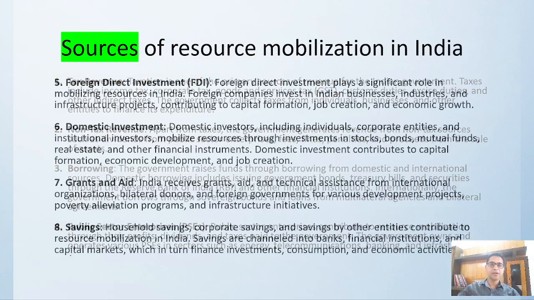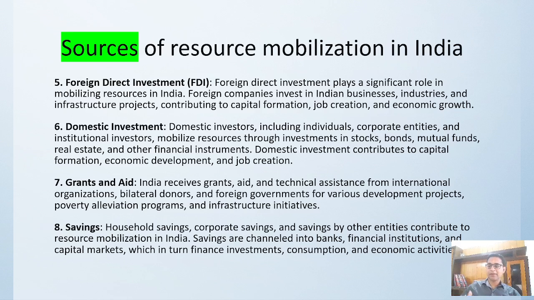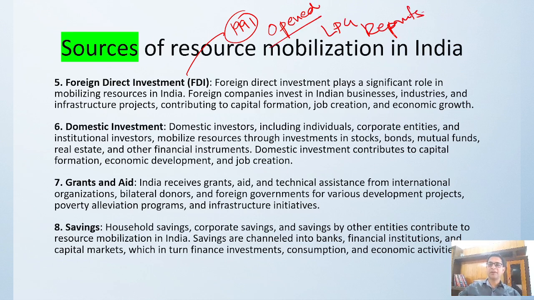Right? Then we have FDI, from the various big companies. In 1991 we opened our market, we opened our economy in the form of LPG reforms. So we are getting foreign direct investment. Along with the foreign direct investment, we are also getting technology in our country. Whether Indian businesses are investing outside or outside businesses are investing in India, it is a very important thing. It helps in capital generation, job creation, and economic growth.